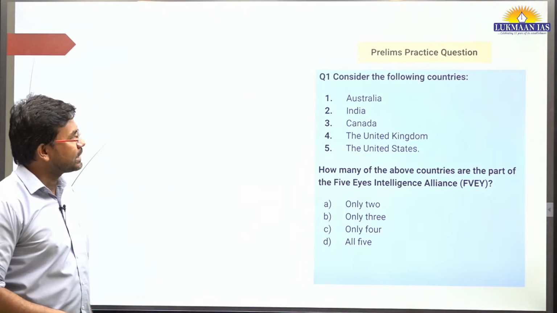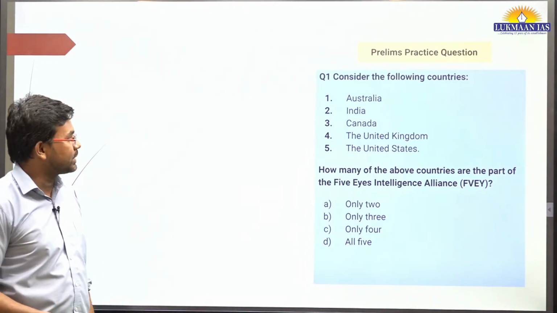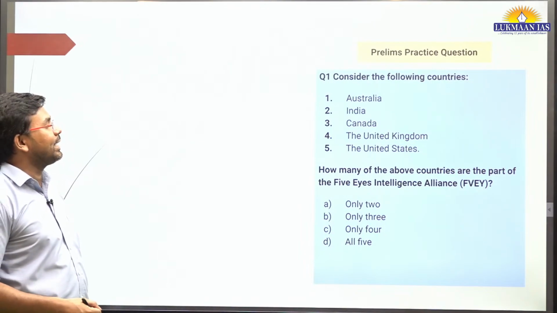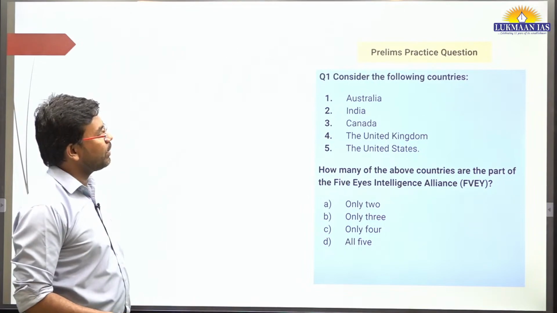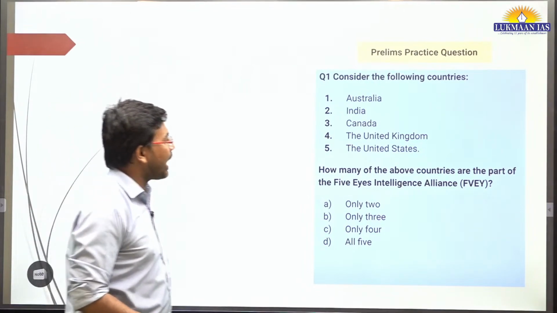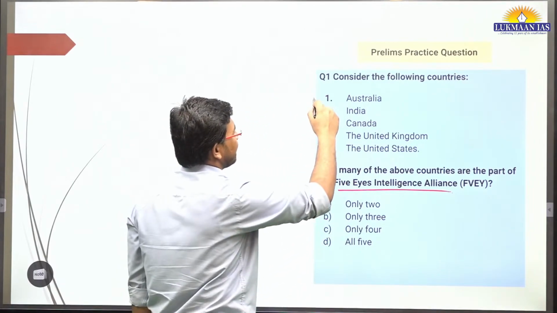It says, consider the following countries. They have given names of 5 countries: Australia, India, Canada, UK, and US. So how many of the above countries are part of the Five Eyes Intelligence Alliance? Okay, Five Eyes Intelligence Alliance.